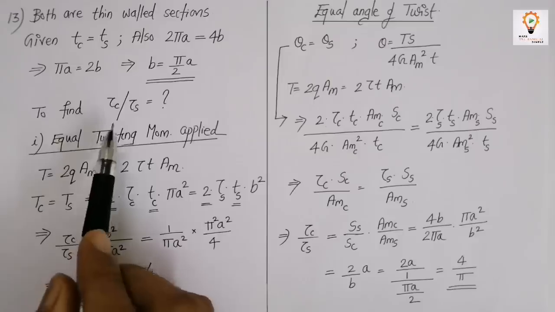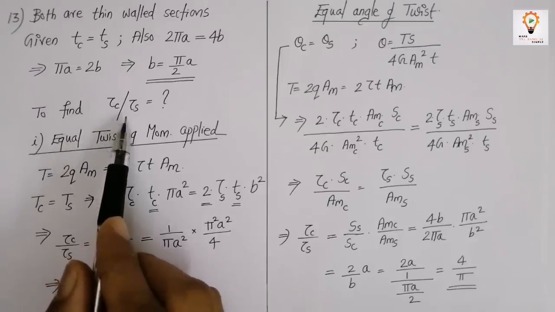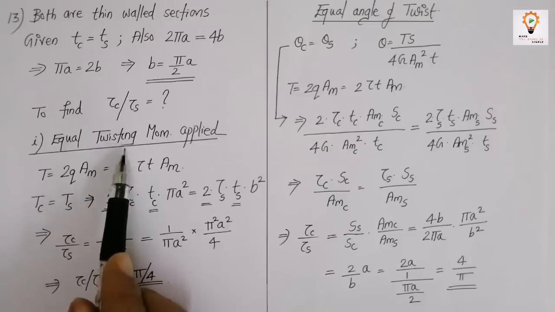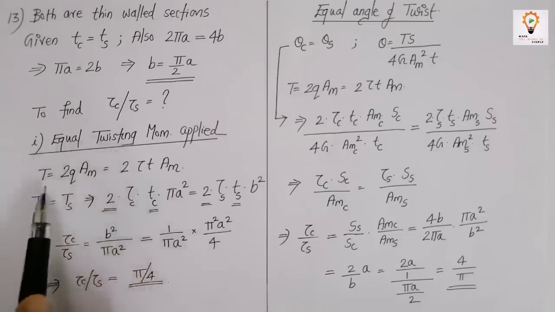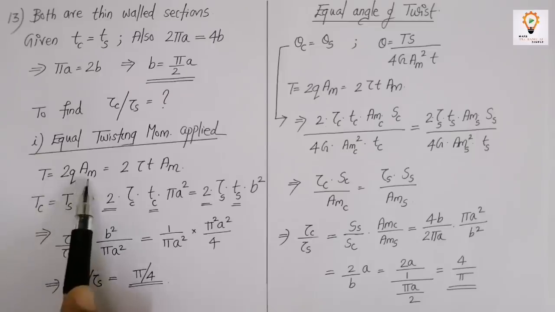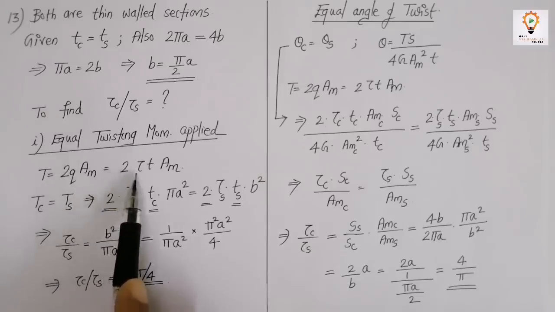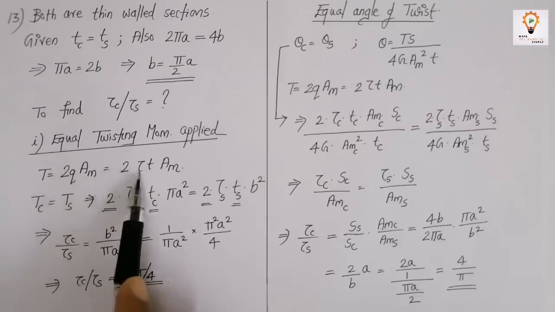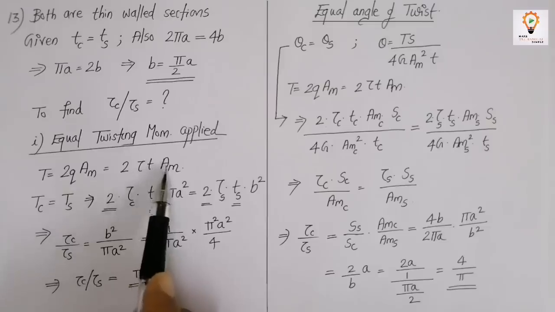Now what is the question? Question is to find out the ratio of shear stress for two cases. So first one, equal twisting moment applied. So twisting moment is basically torque. So we have the equation for torque of thin walled sections. T is equal to 2qa, or 2qAm to be precise. So what is q? Q is the shear flow, which is replaced by tau into t. So T is equal to 2 tau t Am. What is tau? Shear stress. T is the thickness. What is Am? Area enclosed by the median line.